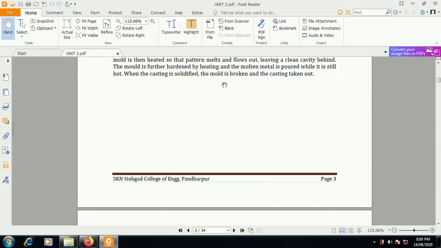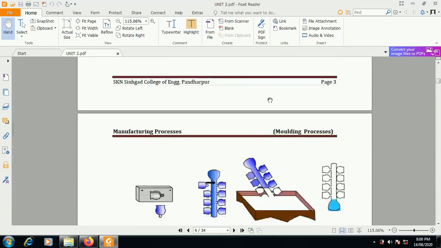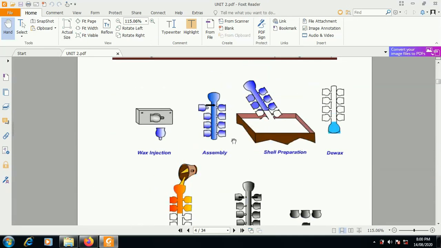When the casting is solidified, the mold is broken and the casting is taken out. In the case of the shell molding process and this investment casting process, you are getting maximum collapsibility. Maximum collapsibility means very little effort is needed to break the mold, and you will get very less collapsibility in the case of green sand molding, meaning you have to apply more effort to remove the casting.